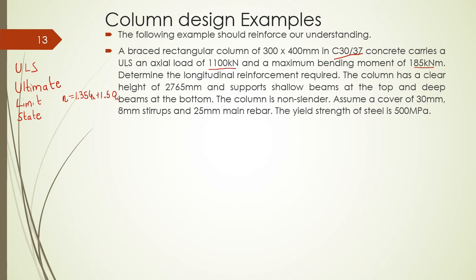Determine the reinforcement required. The column has a clear height of 2,765 millimeters and supports shallow beams at the top and has deep beams at the bottom. The column is non-slender, so it will probably fail by crushing. Assume a cover of 30 millimeters, 8 millimeter stirrups, and 25 millimeter main bar. The yield strength of steel is 500 MPa.